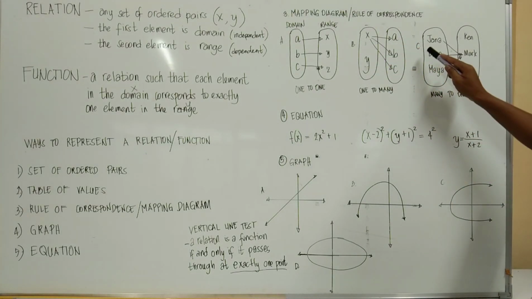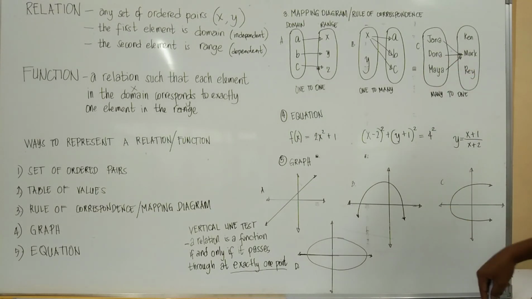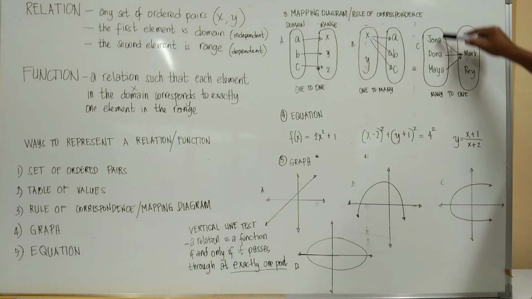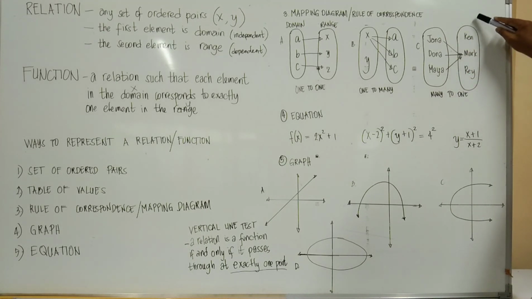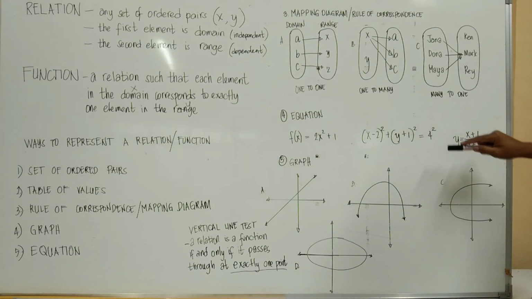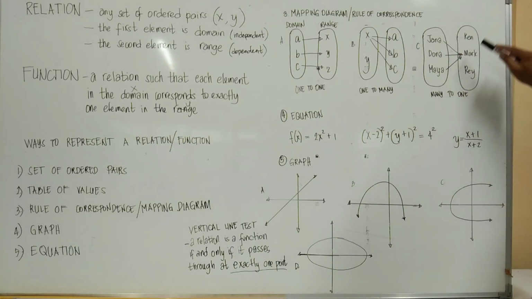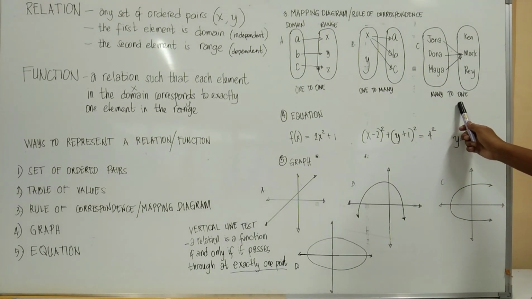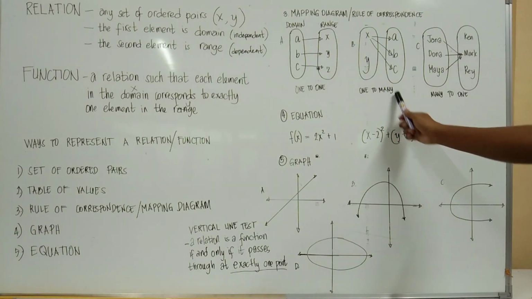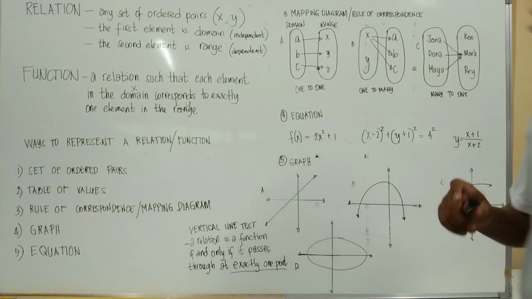And let's proceed to mapping diagram letter C. The domains are Jenna, Donna, and Maya. The range are Ken, Mark, and Ray. So Jenna corresponds to Mark, Donna corresponds to Mark, and Maya corresponds to Mark. So diagram C, the rule of correspondence is many to 1. B is 1 to many, and A is 1 to 1.